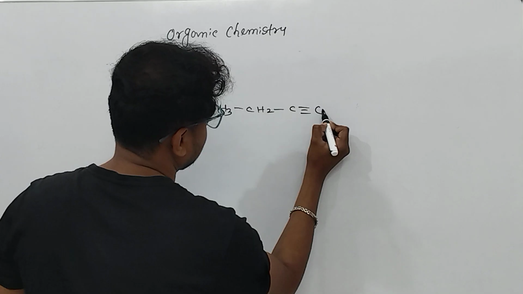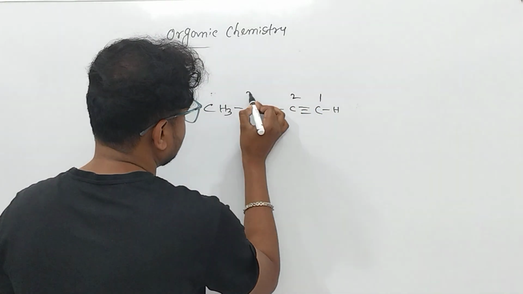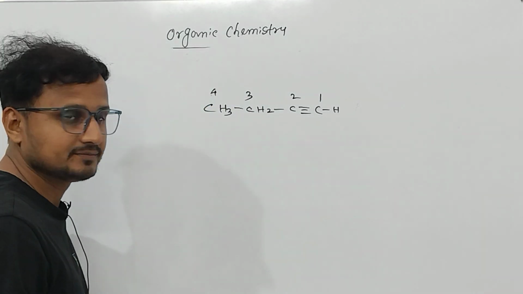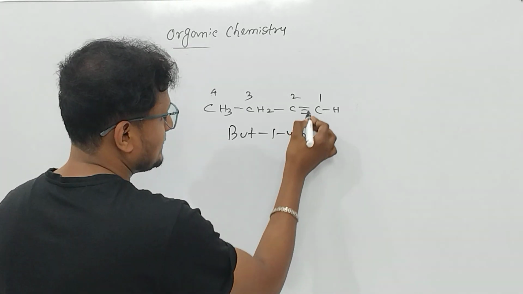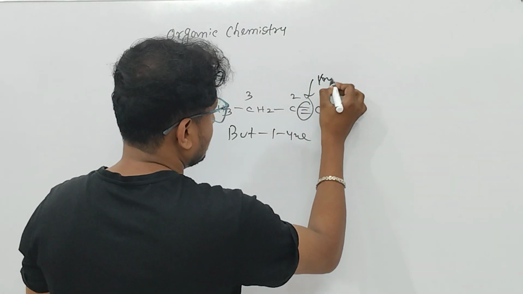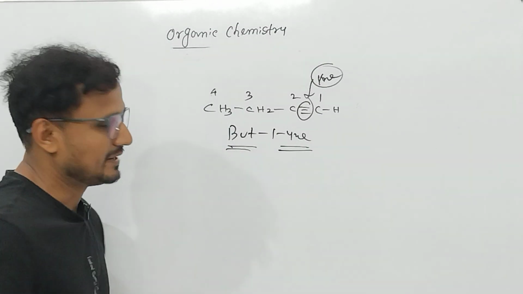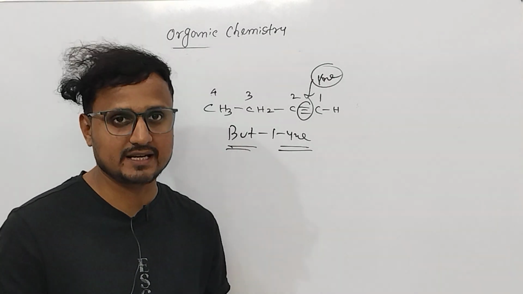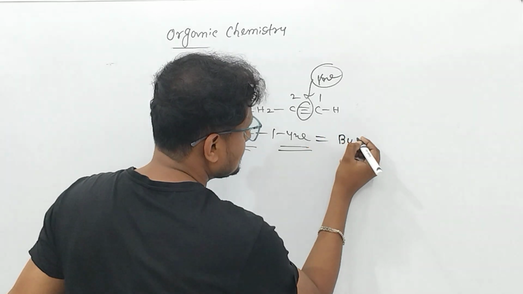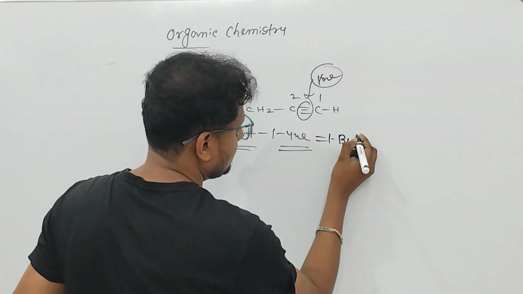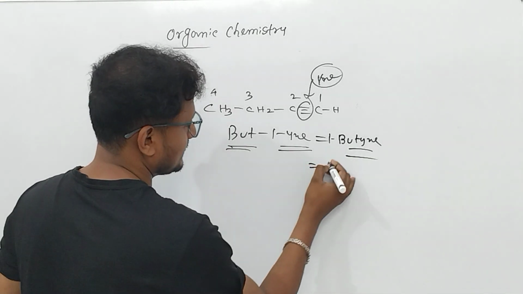Now suppose this is given. Again, same rule as we have done for the double bond. 1, 2, 3, 4. 4 carbons, but. After 1 carbon you have yne. Triple bond means yne. Let me tell you, this one is the word root, this one is the primary suffix. We have not considered yet the secondary suffix, right? So this is but-1-yne. But-1-yne means 1-butyne. Sorry, 1-butyne or butyne.